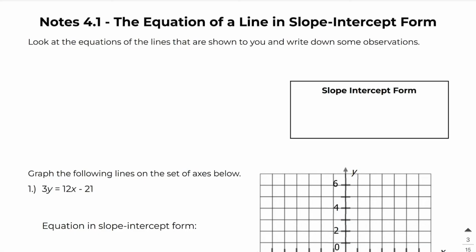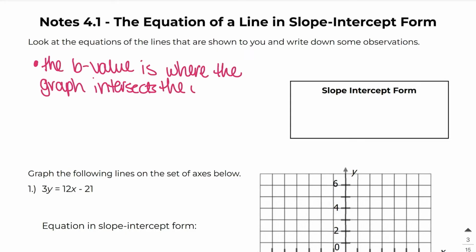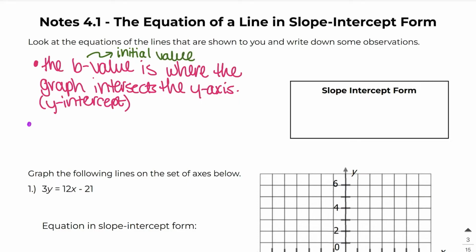So what are some important observations? Well, the first really important observation is that the b value is where the graph intersects the y-axis. So this is called a y-intercept. And just a reminder that the b value tells you your initial value. This is your starting amount. The other key piece is that your rate of change in your equation is the rise over the run in the graph.